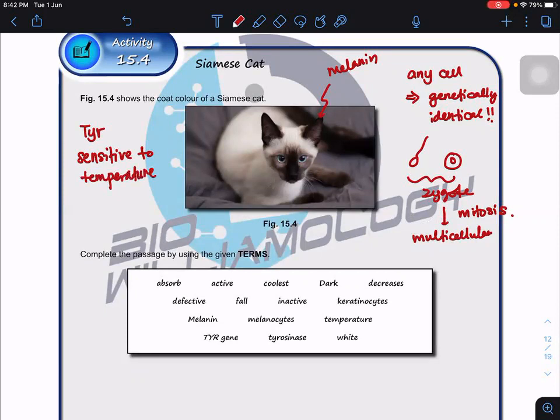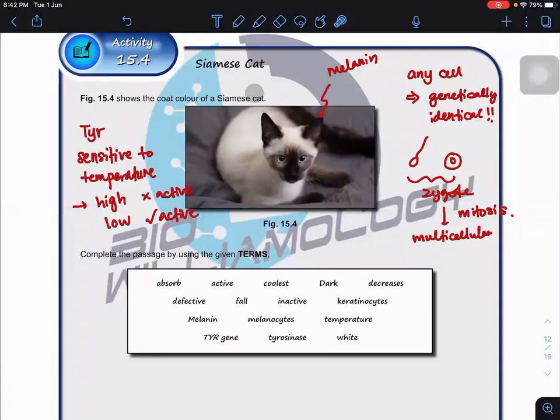Are you clear? Okay, sensitive to temperature. Meanwhile, sensitive means that at a high temperature it becomes inactive, not active. But at low temperature, they become active, because temperature can give us the effect. So the body parts of the cat that experience a low temperature, for example, the face here, at the extremities, at the ear.